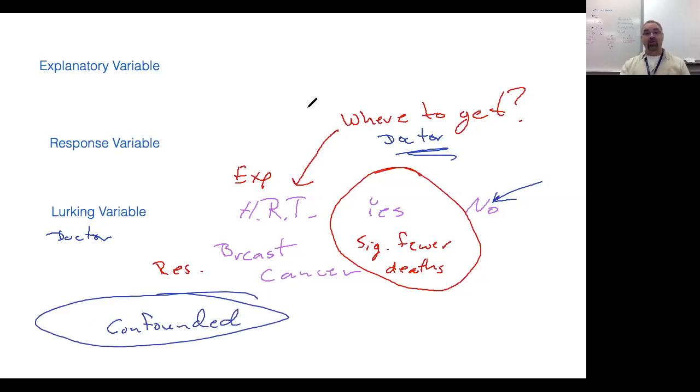Confounded means I don't know whether the result in the response variable, that significantly fewer deaths from breast cancer, is due to hormone replacement therapy or due to the fact they were under the care of their doctor. Well, what we know about breast cancer, specifically, and all cancers generally, is that early detection is key. If you detect the cancer early, your odds of long-term survival go up dramatically. And that's exactly what was happening.